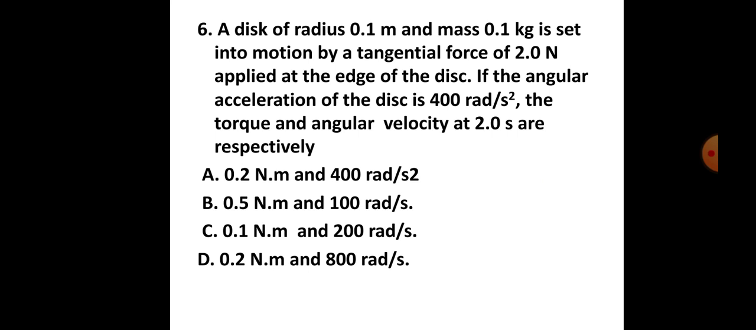meter and mass 0.1 kilogram is set into motion by a tangential force of 2 Newton applied at the edge of the disc. If the angular acceleration of the disc is 400 rad per second squared, the torque and angular velocity at 2 seconds are respectively.